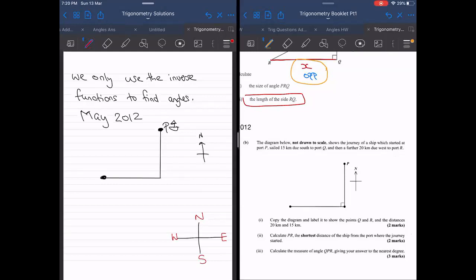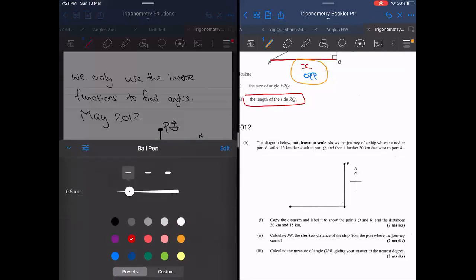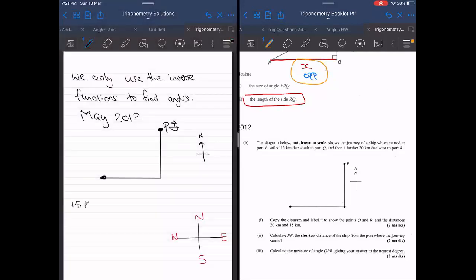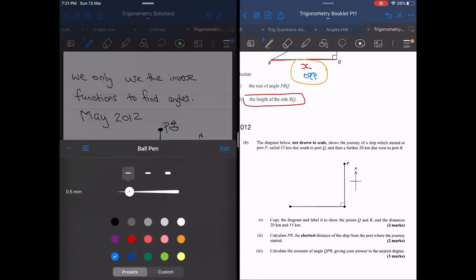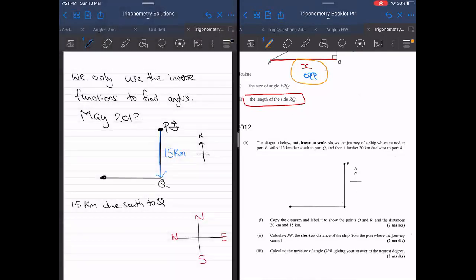So they're saying I can sail 15 kilometers due south to Q, and then a further 20 kilometers to point R. They said copy the diagram, label it to show QR, and then the distances. So the first thing they told us is that we did what? 15 kilometers due south to Q. So based on this, we know that south means you're going down. So this is the 15 kilometers. And he lands at Q.